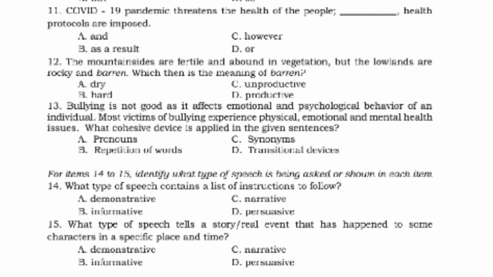For items 14 to 15, identify what type of speech is being asked or shown in each item. Number 14. What type of speech contains a list of instructions to follow? A. Demonstrative. B. Informative. C. Narrative. D. Persuasive. Number 15. What type of speech tells a story or real event that has happened to some characters in a specific place and time? A. Demonstrative. B. Informative. C. Narrative. D. Persuasive.